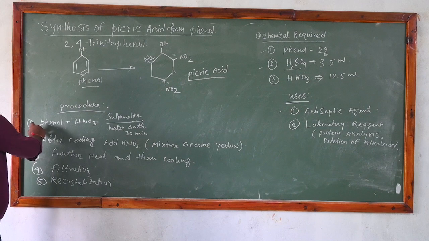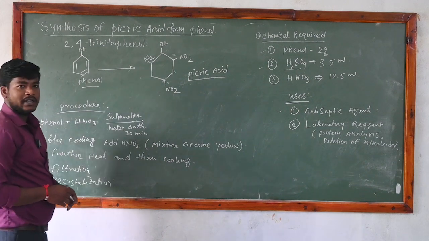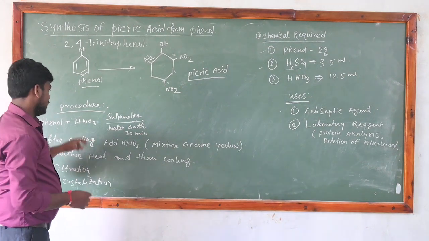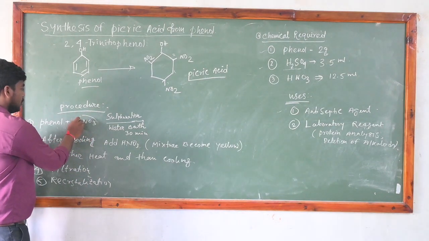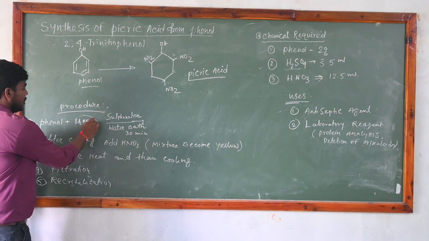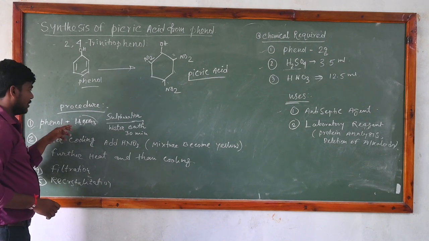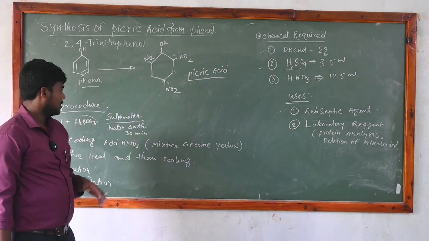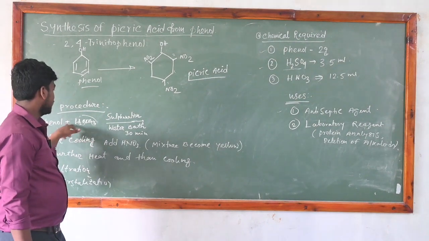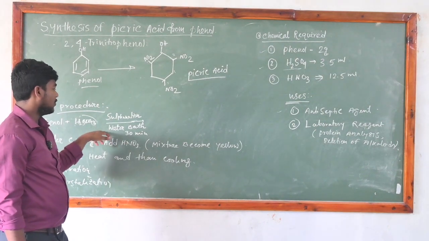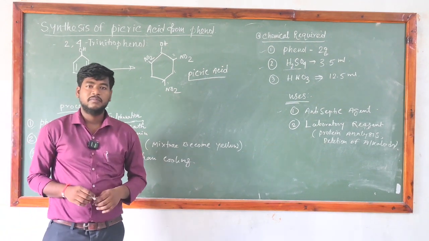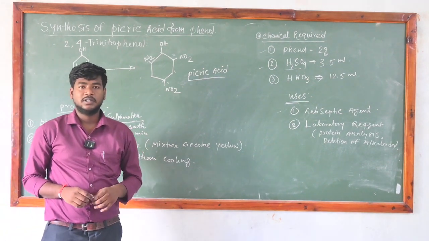The first step is we take the conical flask, add the phenol inside the conical flask and add the sulfuric acid. Why do we need to add the sulfuric acid? Because at first we perform the sulfonation. For sulfonation we add the phenol and the sulfuric acid inside the conical flask and transfer it into the water bath, and we need to maintain the temperature at least 80 degrees Celsius for 30 minutes.